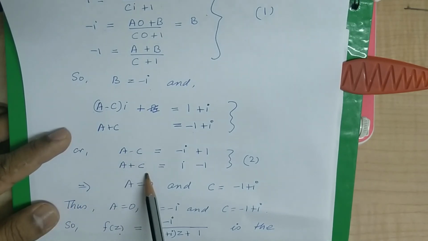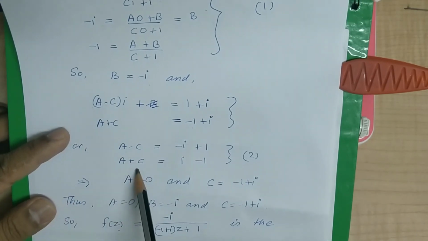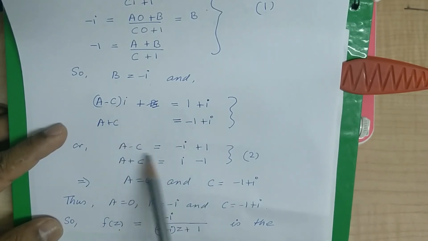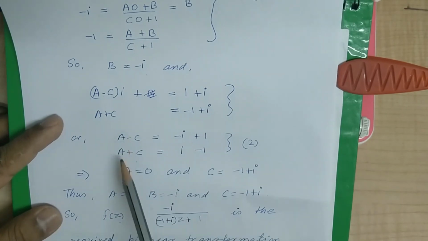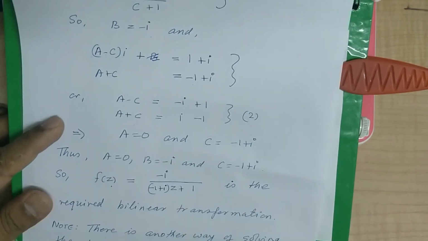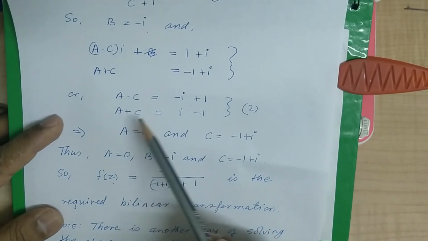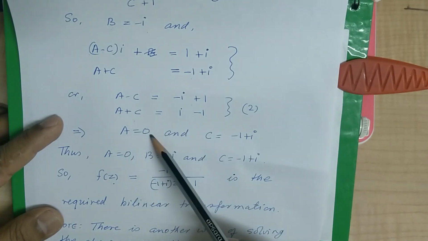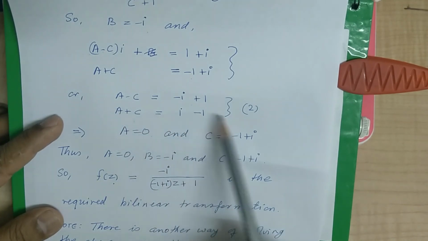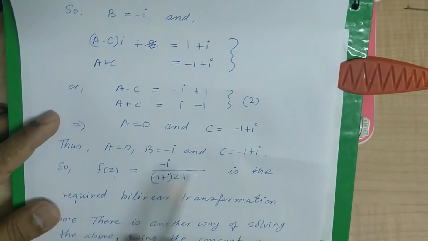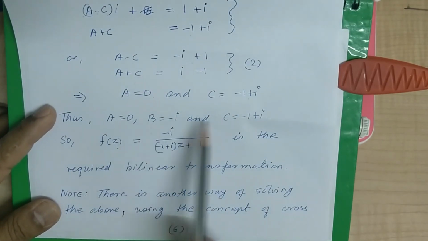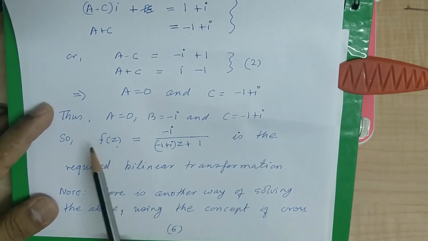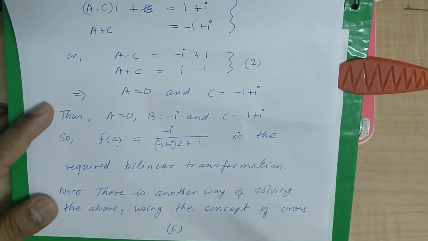So what I'm doing now is solving for a and c. Once I divide by i on both sides, this equation becomes this, and now the calculation becomes easier. When I add these two equations, I get 2a equal to 0, which gives me a equal to 0. And once a is equal to 0, I get the value of c from this equation. So I have the values of a, b, and c: a is 0, b is minus i, and c is equal to minus 1 plus i. So f of z is equal to this, and this is the required bilinear transformation.